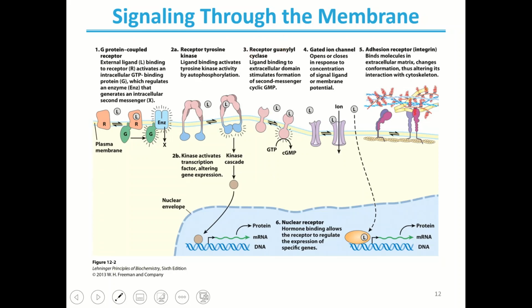Number 3, the receptor guanylyl cyclase. I don't think we see examples of this specifically in this class, but it binds a ligand and it turns GTP into cyclic GMP. We'll see something very similar here in a minute with ATP to cyclic AMP. Number 4, gated ion channels. These are ion channels that, in general, are closed when they don't have a ligand bound. The ligand will bind, and then that opens the channel and allows ions to go through.